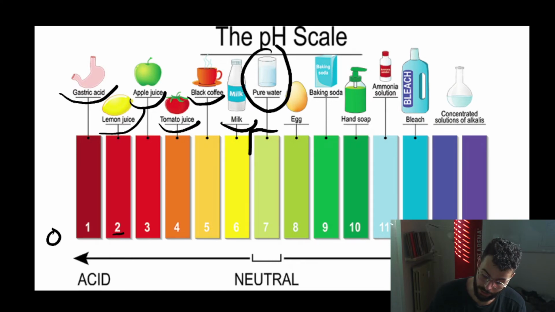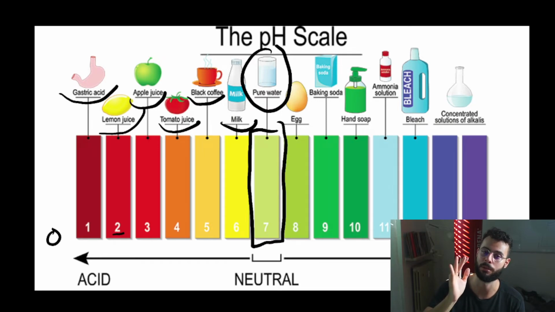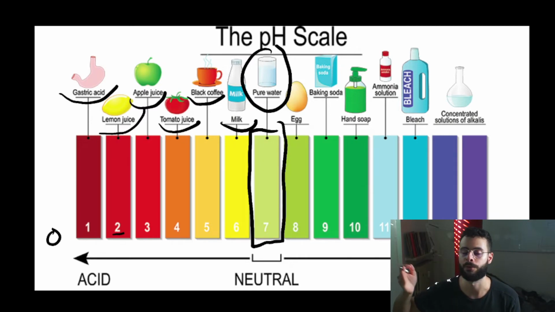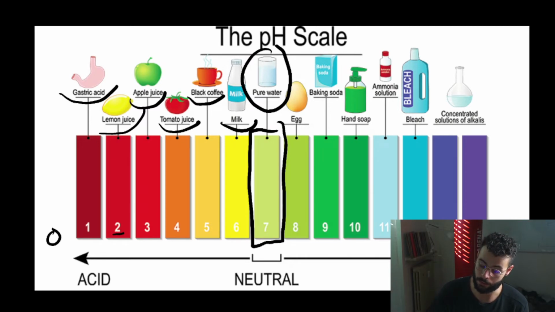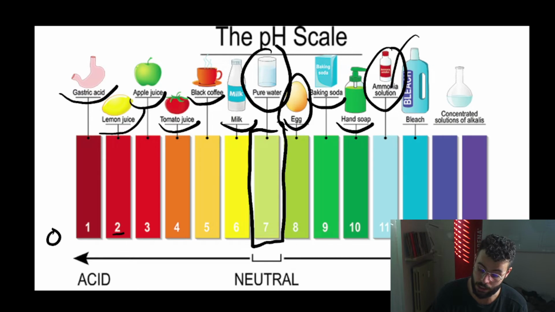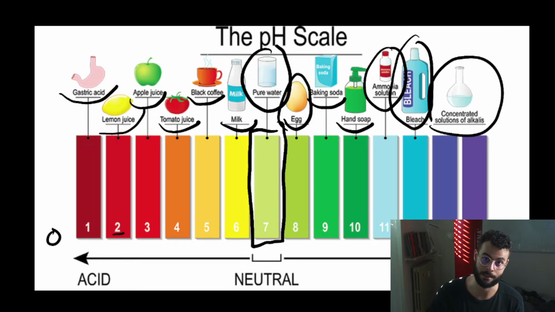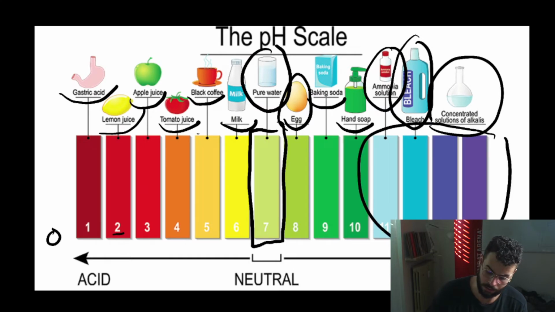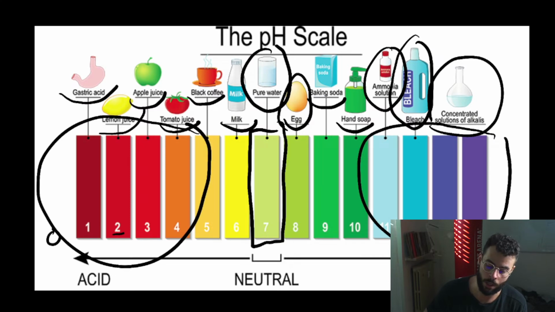The middle of the pH scale, 7, represents a neutral environment, and we will see why it is important in the future. After 7, from 7 to 14, it's basic. So eggs are basic, baking soda is basic, soap is basic, ammonia is basic, bleach is very basic, and different solutions of alkalis are very, very basic. So this part is very basic and this part is very acidic. And we represent it from 0 to 14.